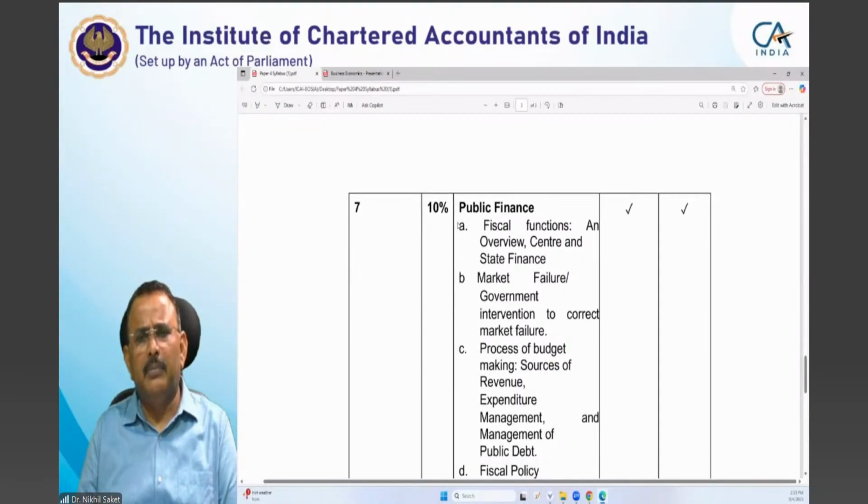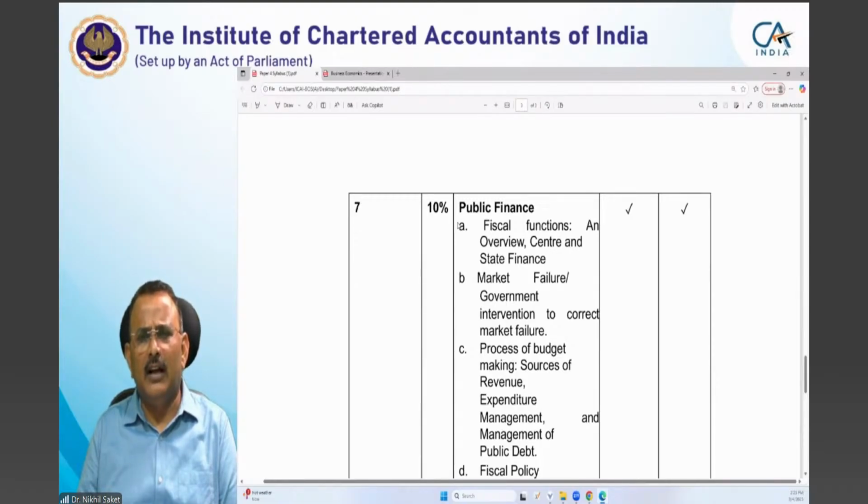Then another unit that is important is budget making. What are the sources of revenue? How is expenditure maintained? What is public debt? What is internal debt? What is external debt? How is management of public debt done? So generally questions come from these units, although sometimes a few data are asked in the examination.